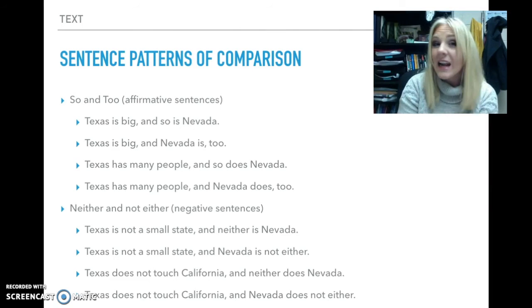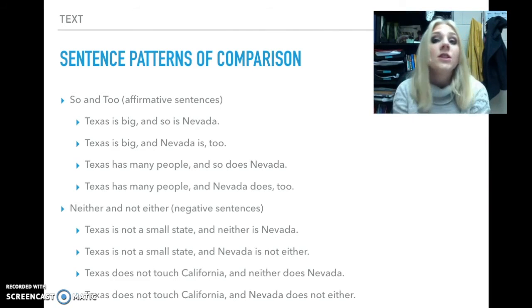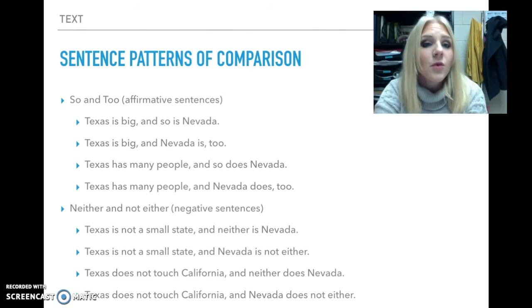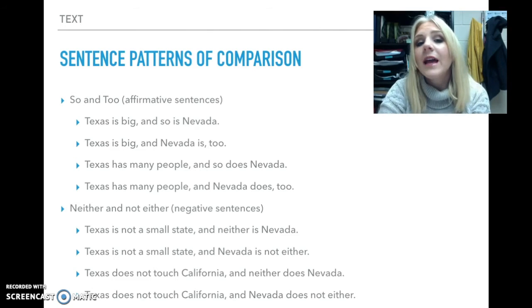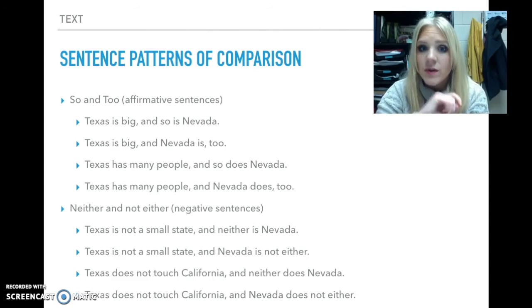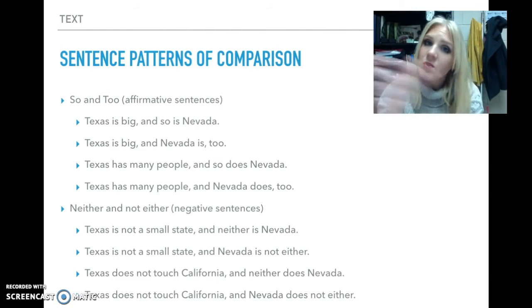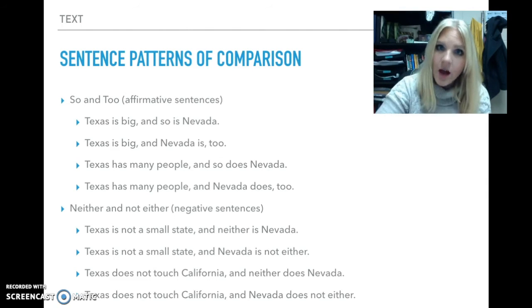So we're going to change that helping verb from the be to do. And then the fourth one, Texas has many people and Nevada does too. And notice when we put too at the end of the sentence, we're putting the comma in front.